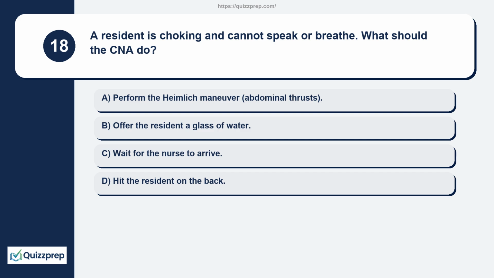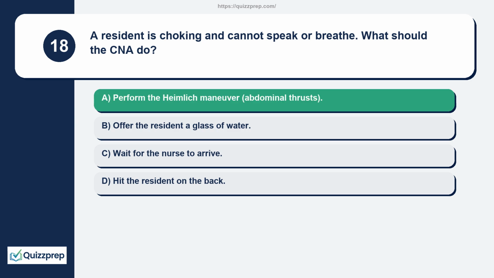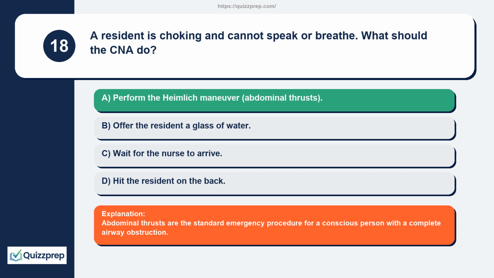Question 18. A resident is choking and cannot speak or breathe. What should the CNA do? Perform the Heimlich maneuver, abdominal thrusts. Offer the resident a glass of water. Wait for the nurse to arrive. Hit the resident on the back. Abdominal thrusts are the standard emergency procedure for a conscious person with a complete airway obstruction.